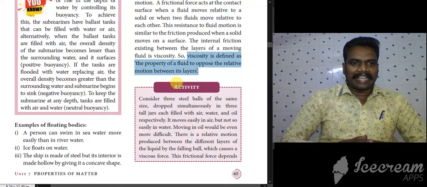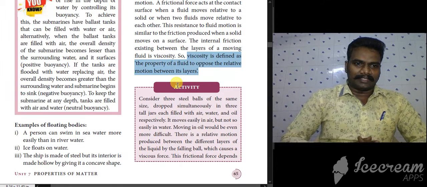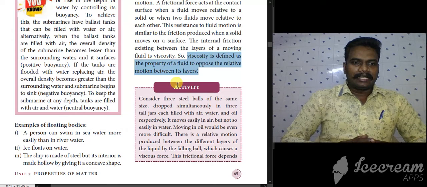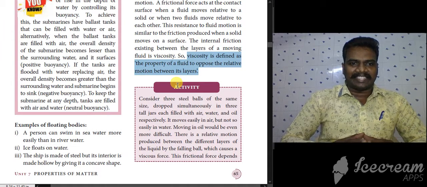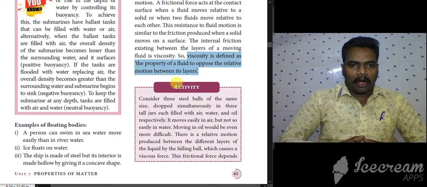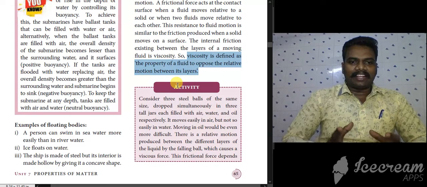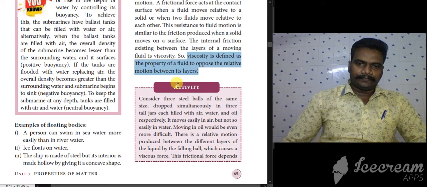Then the second point is ice floats on water. This is an example of floating bodies. Then the third example is the ship, which is made of steel but its interior is made hollow by giving it a concave shape.